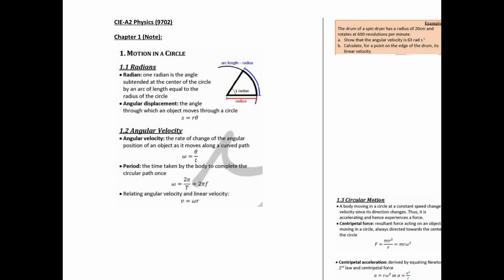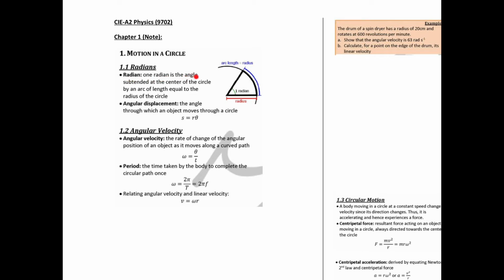Okay, so this chapter is about motion in a circle. So a particle will move in a circle, for example. So first of all, we have to know about radians. Radians is the angle actually. So you can see here, radian.